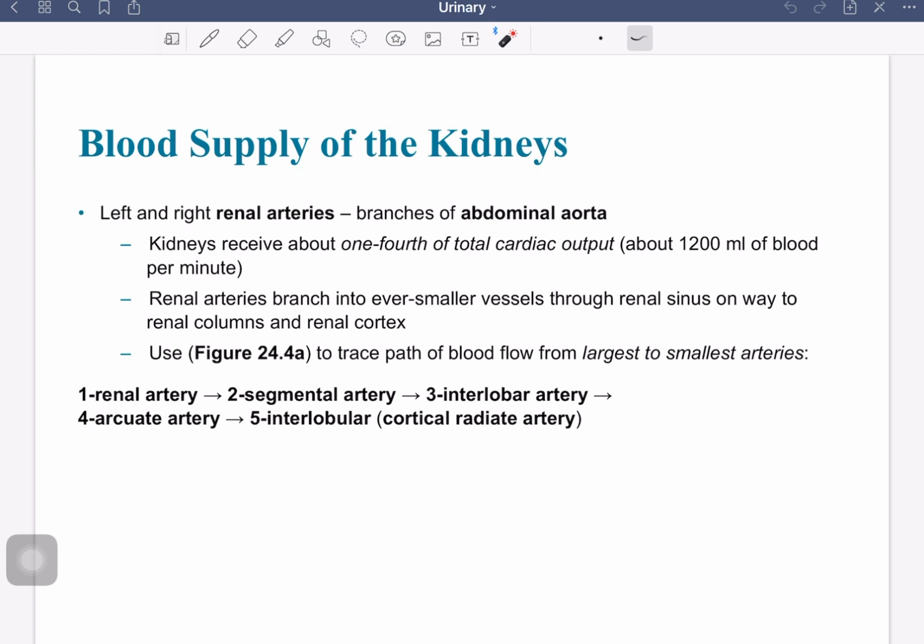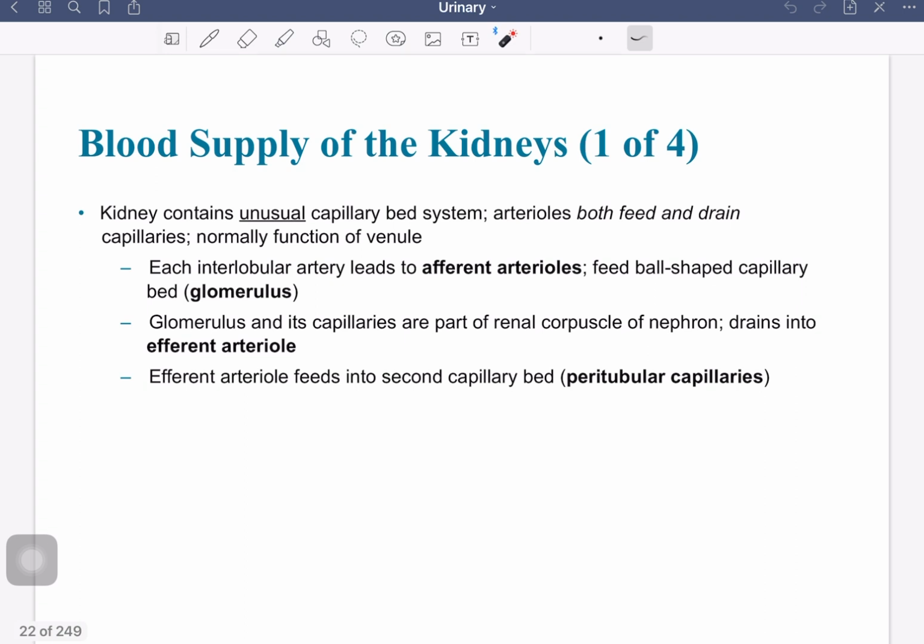So the renal arteries are fairly large arteries, and they branch into smaller vessels, and they work their way through the renal sinus on their way up to the renal columns and the cortex. So really the path is from a renal artery to a segmental artery to an interlobar artery to an arcuate artery to an interlobular artery. Interlobar versus interlobular. I know it sounds the same but slightly different. And these are also known as the cortical radiate arteries.